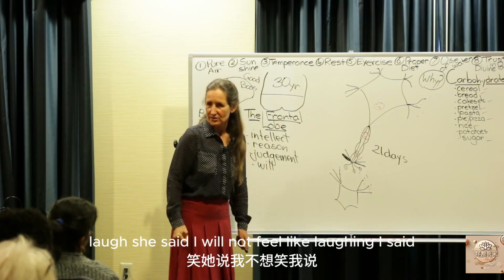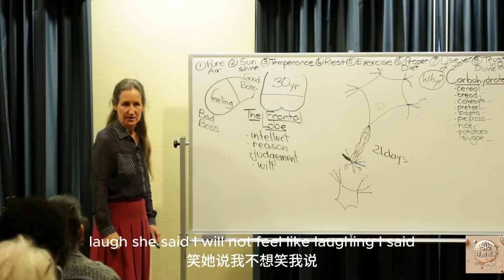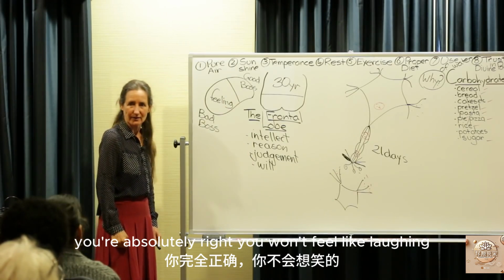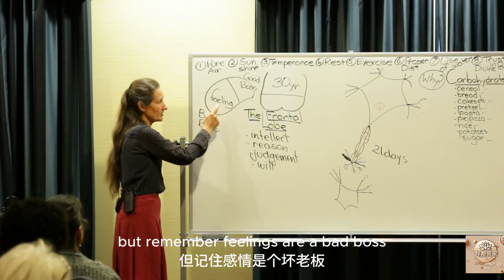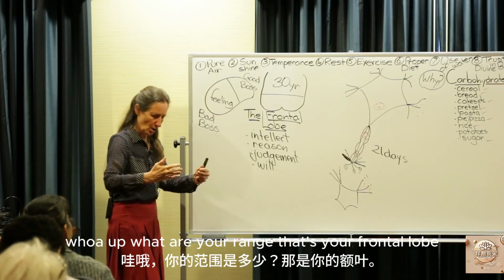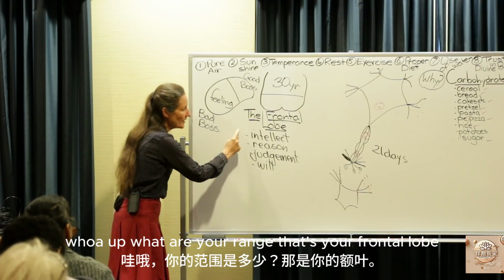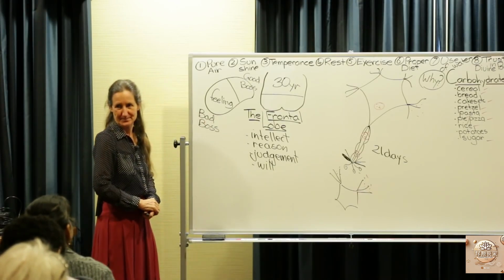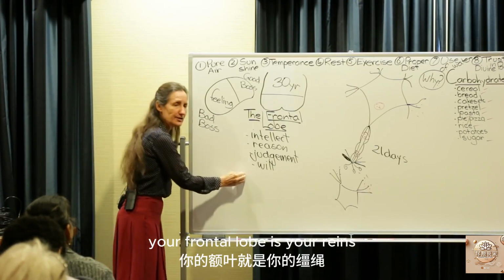So I said to her, this is what to do when the feeling comes. Laugh. She said, I will not feel like laughing. I said, you're absolutely right. You won't feel like laughing. But remember, feelings are a bad boss. Don't listen to them. They're like a wild horse. They need the reins on them. Whoa up. Whoa. What are your reins? That's your frontal lobe. Your frontal lobe is your reins.